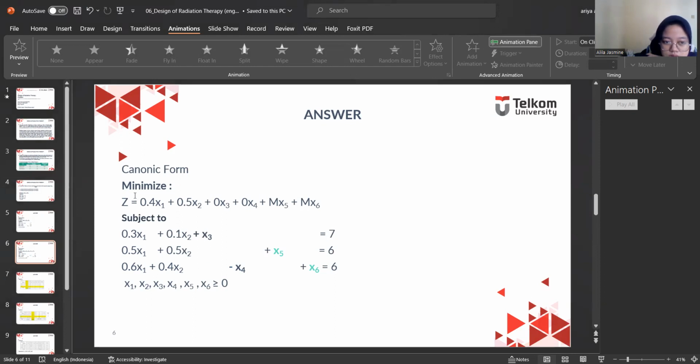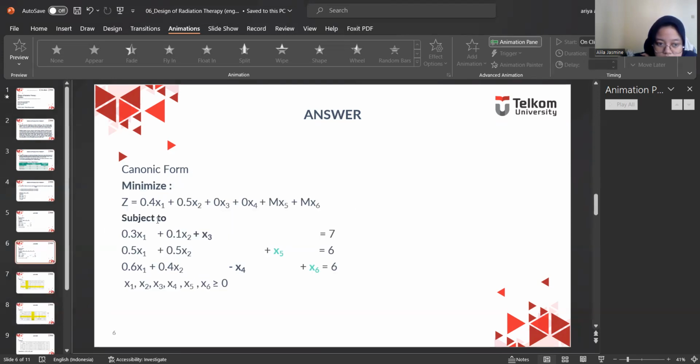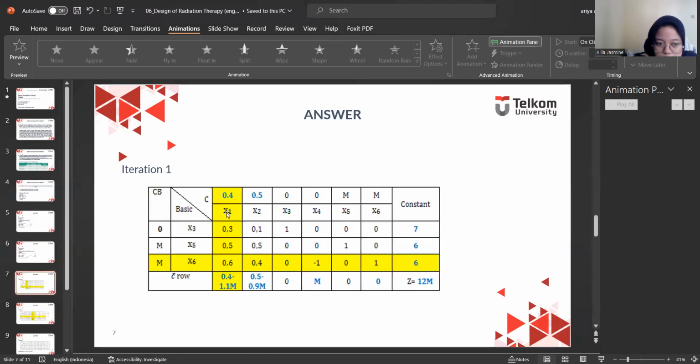So the Z calculation was changed from only 0.1x1 plus 0.5x2. We added the basic variables x3, x4, Mx5, and Mx6. There we can put all of the numbers into the iteration table, matching x1 into the x1 column, x2, and so on.